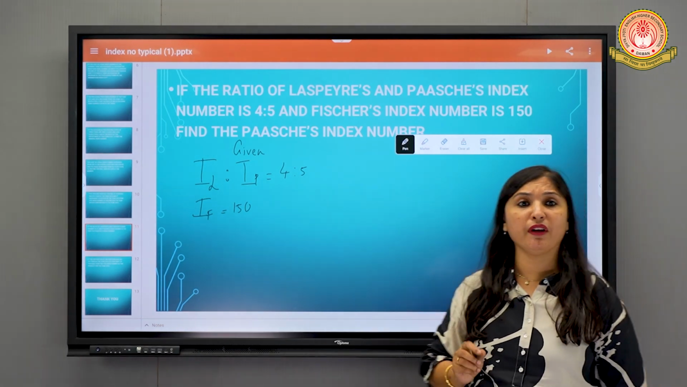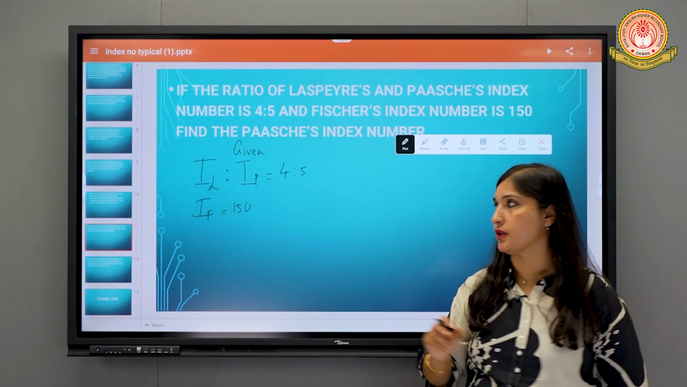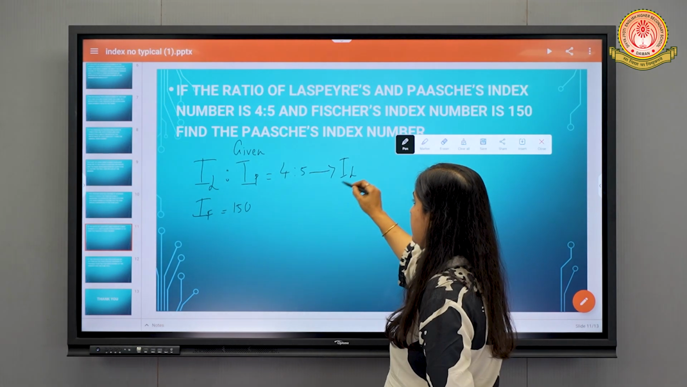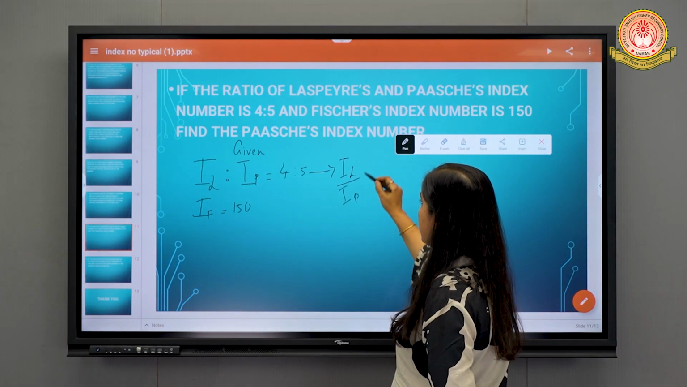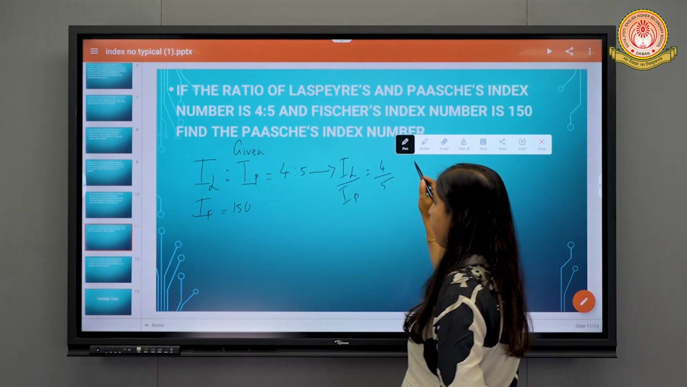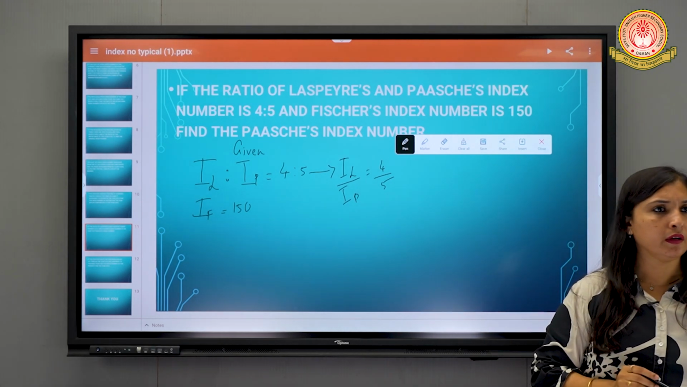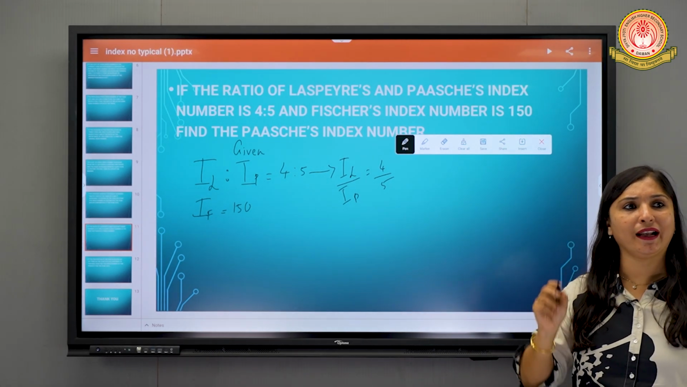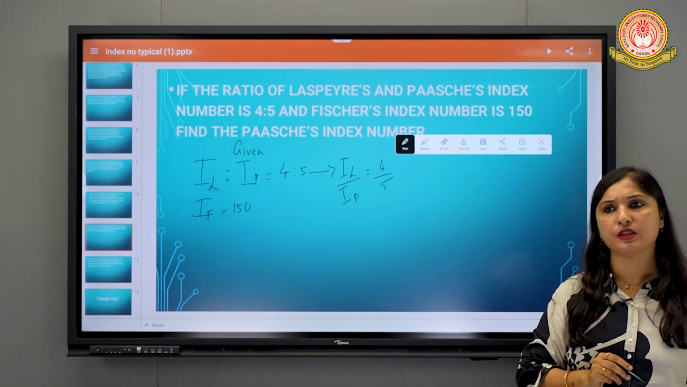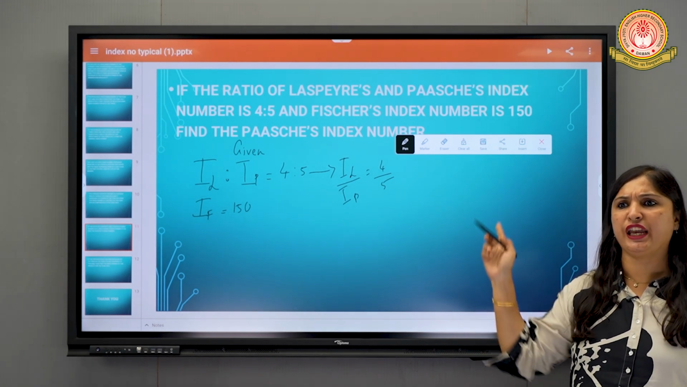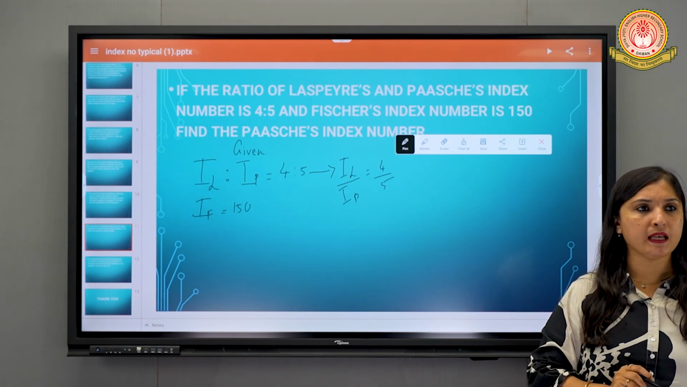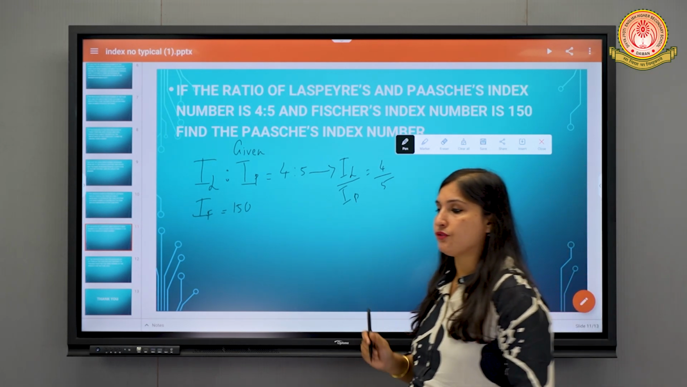See, when it is given last year's is to past year's, I will just rewrite this as last year's by past year's is equal to 4 by 5. Am I correct or incorrect? We can write this way also. It is given "is to", right? So I can write last year's IL divided by IP is equal to 4 by 5. I have just changed the form. I have not changed the meaning. Is it clear?